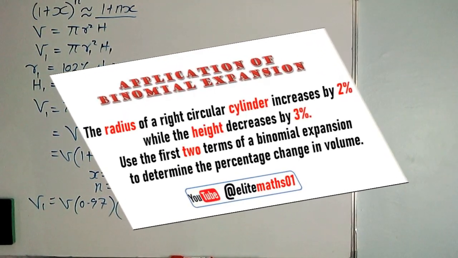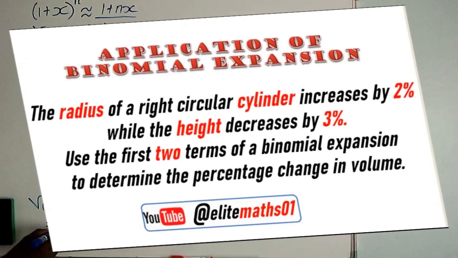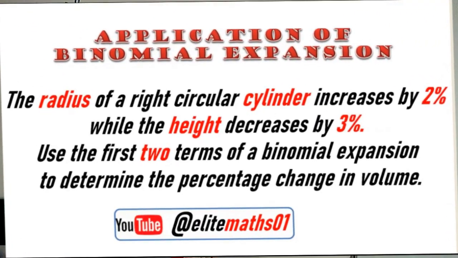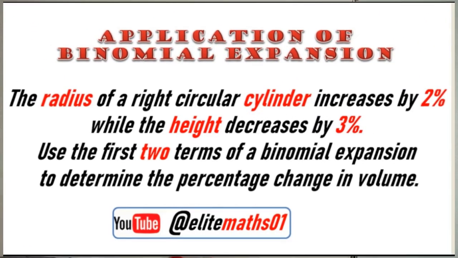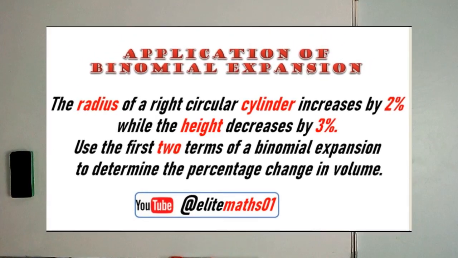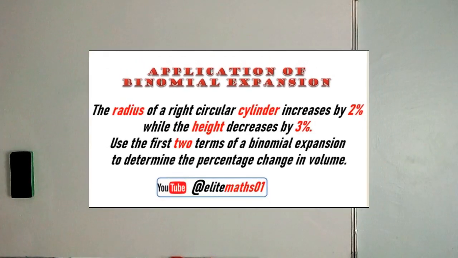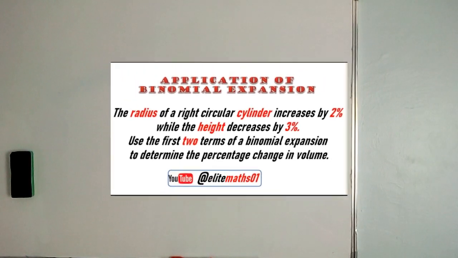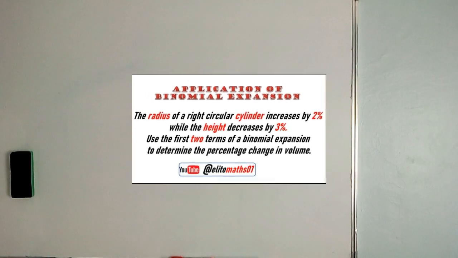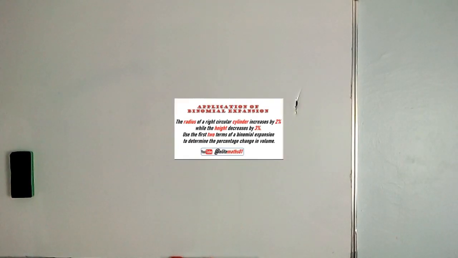The radius of a light circular cylinder increases by 2%, while the height decreases by 3%. Use the first two terms of a binomial expansion to determine the percentage change in volume. You've been told to use the first two terms of a binomial expansion to determine the percentage change in volume.